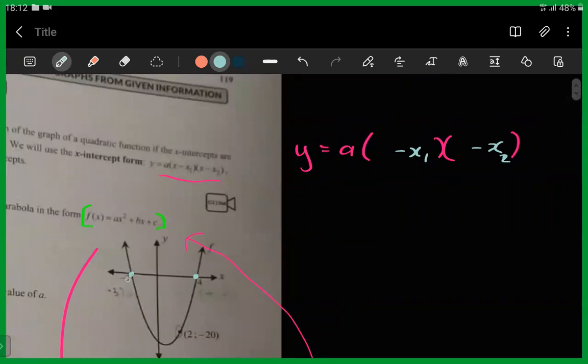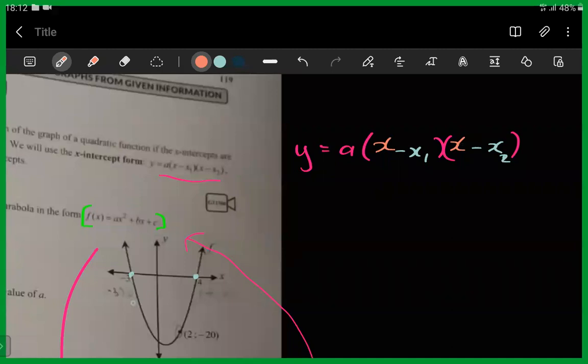So if it's a minus 3 here, you will see a plus 3 because it will be a minus times the minus. If it's a plus 4 here, you'll put a plus 4, so it'll be a minus 4 at the end of the day. So that's the key thing to keep in mind. The x here and the x here is just part of the equation.